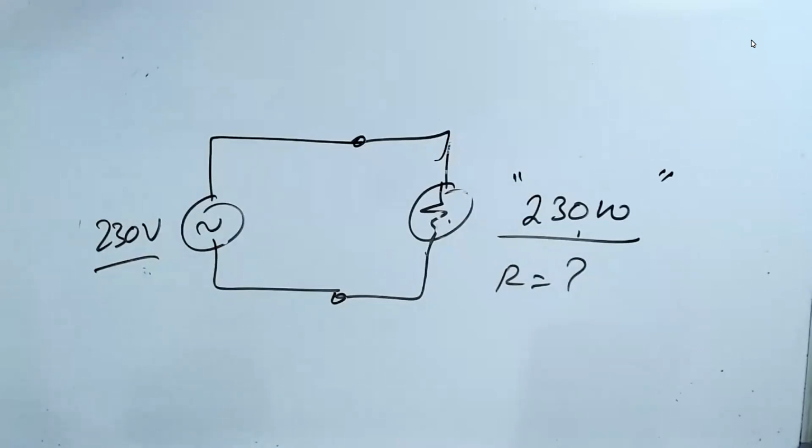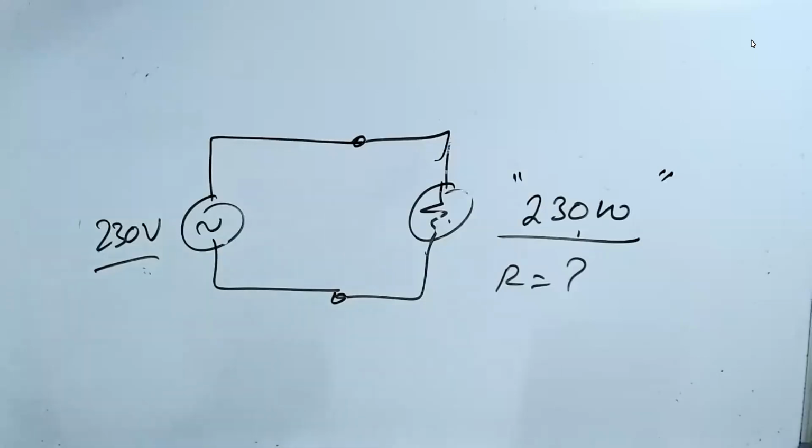That's a problem. Sir, P equal to V square by R. So based on 230 volts, we'll get 230 ohm. Yeah, that's what you think.